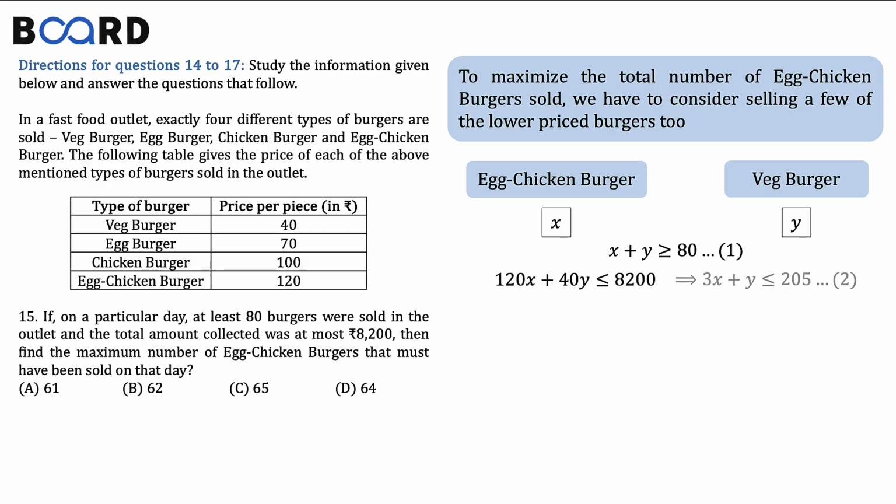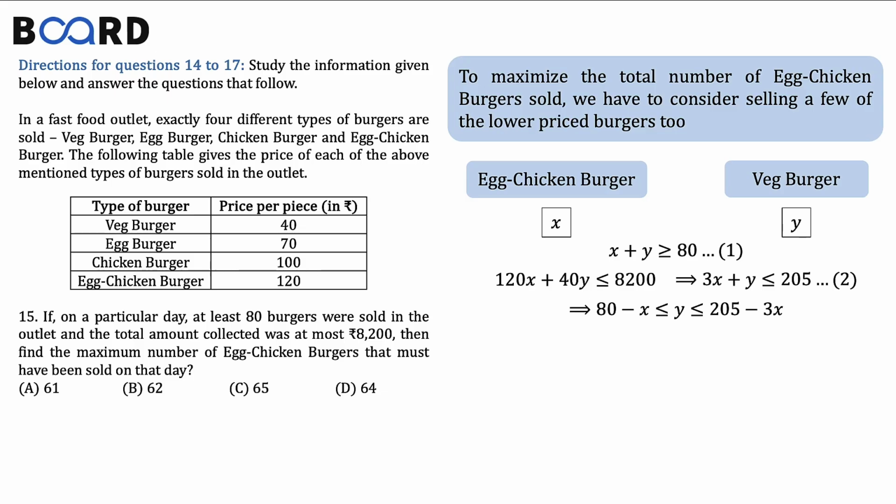We can simplify it and get 3x plus y is less than or equal to 205. That's the second inequality. Combining both of them, we get something like this. So y has to be something which lies between 80 minus x and 205 minus 3x. What would be the basic requirement?